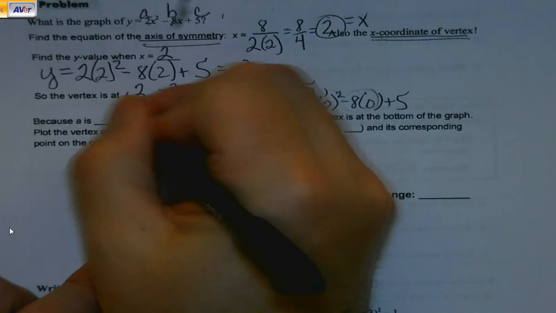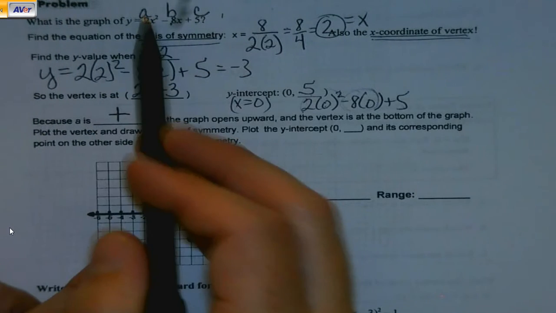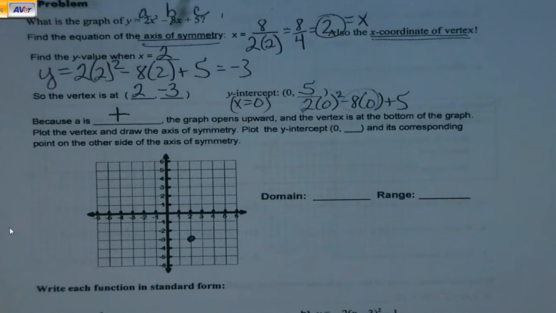Because a is positive, it's 2. My graph opens up. That's normal. That's been the way before. And the vertex is at the bottom of my graph. It's a minimum.